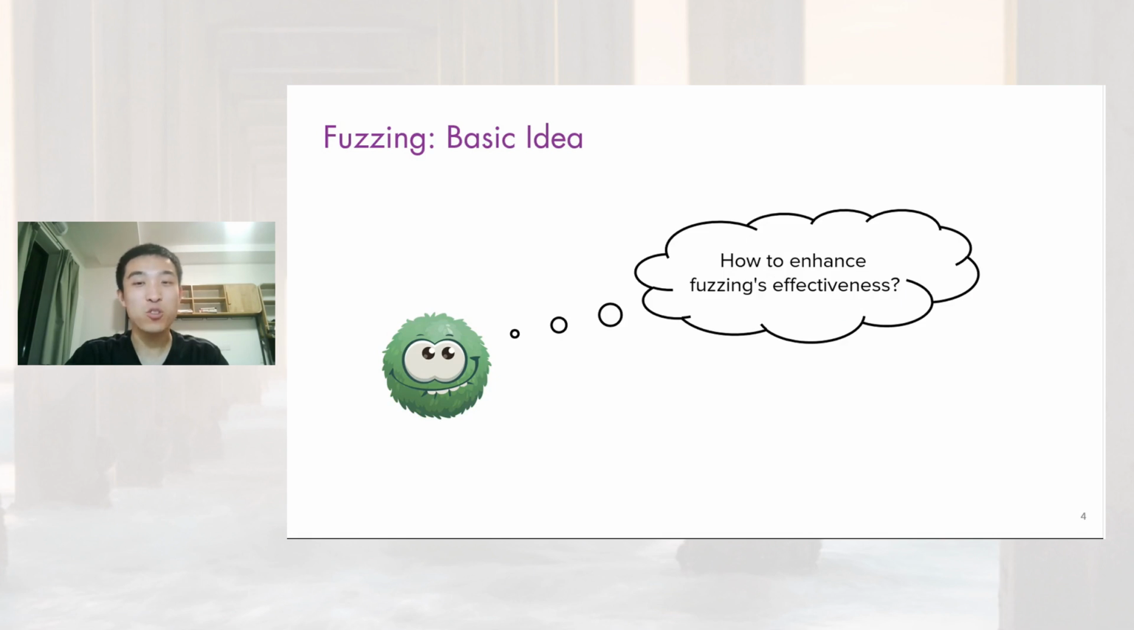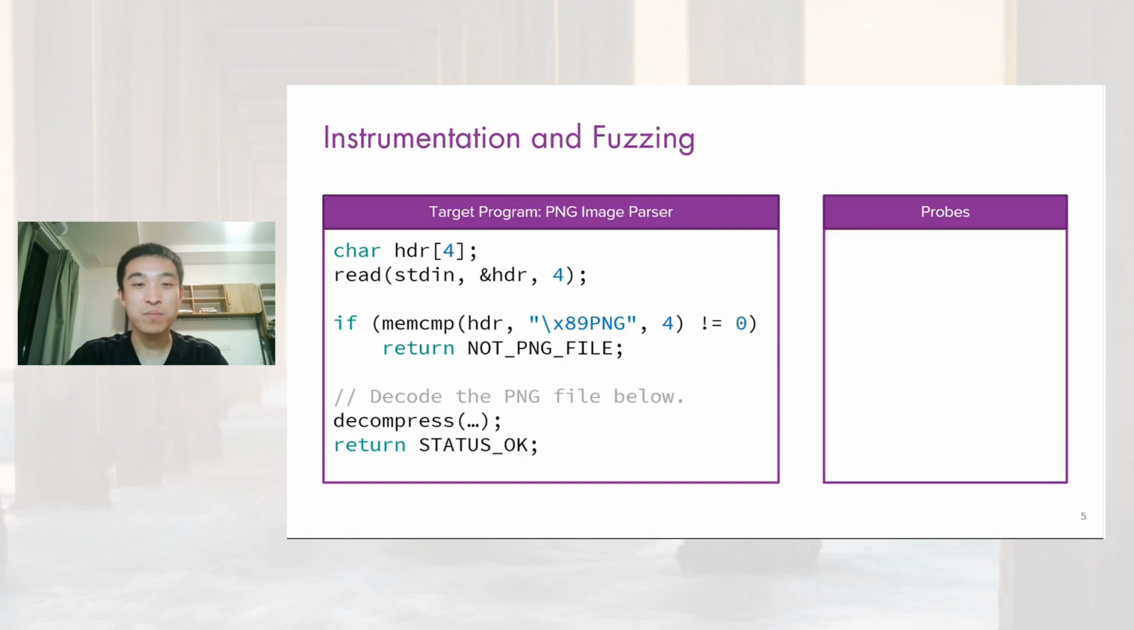Instrumentation can be used to improve the effectiveness. By injecting probes into the target program, instrumentation enhances fuzzing in many ways. For example, the left side presents a typical parser for PNG images. It reads the file header into memory, checks for header validity, and decompresses the image finally.